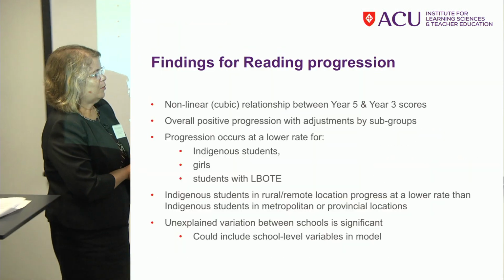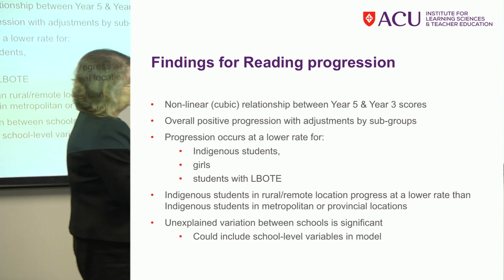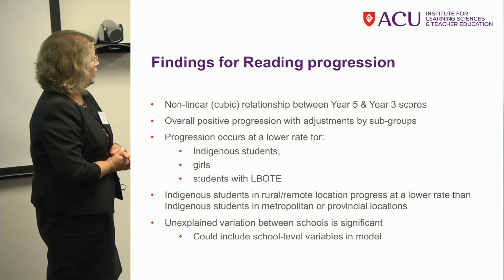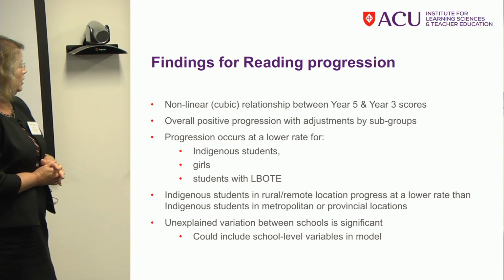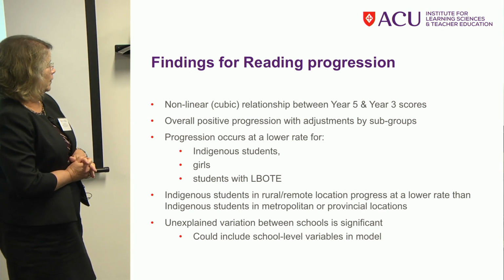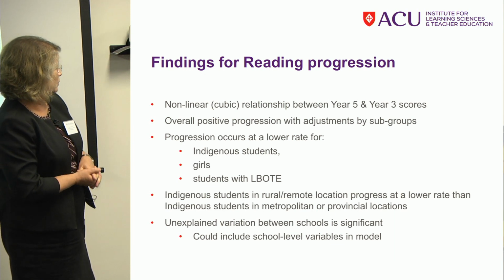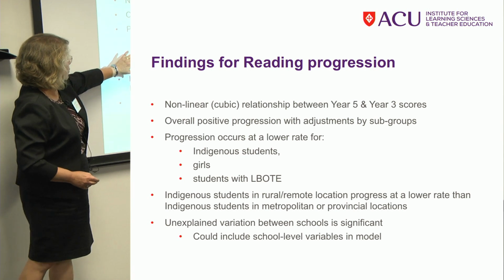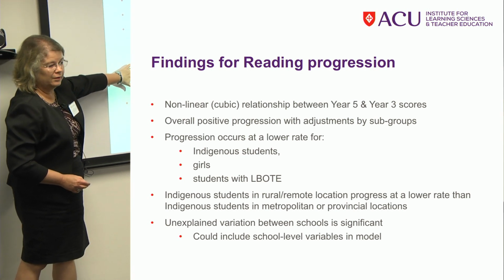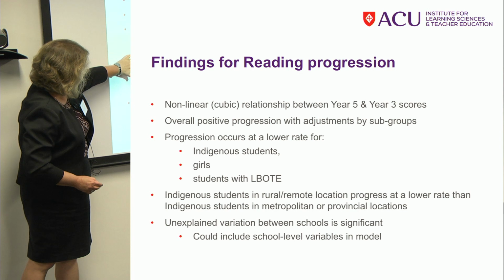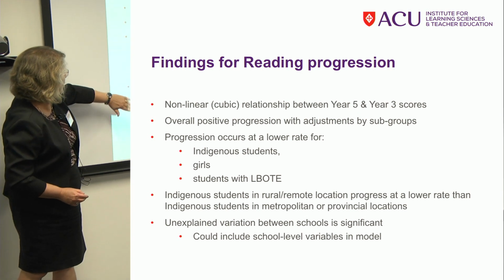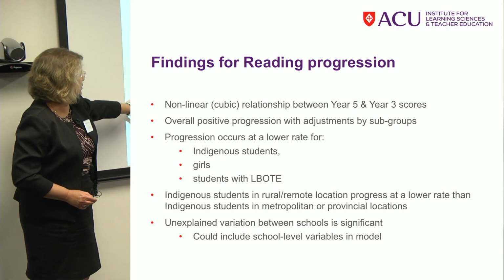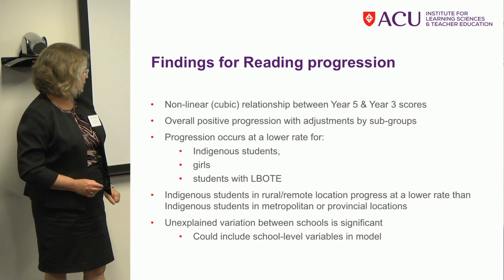Okay, so this is summing up in words what I just said. There's overall a positive progression on average of reading scores from Year 3 to Year 5, after the adjustments by subgroups. But progression occurs at a lower rate for Indigenous students, for girls, and students who are LBOTE. Indigenous students in rural remote locations progress at a lower rate than Indigenous students in metropolitan or provincial locations.